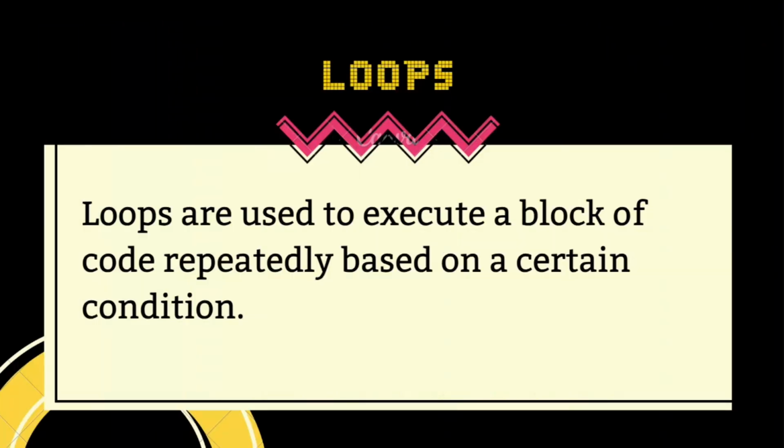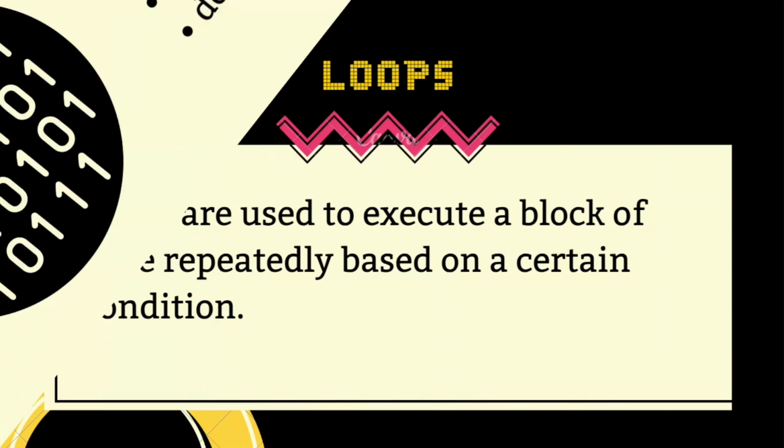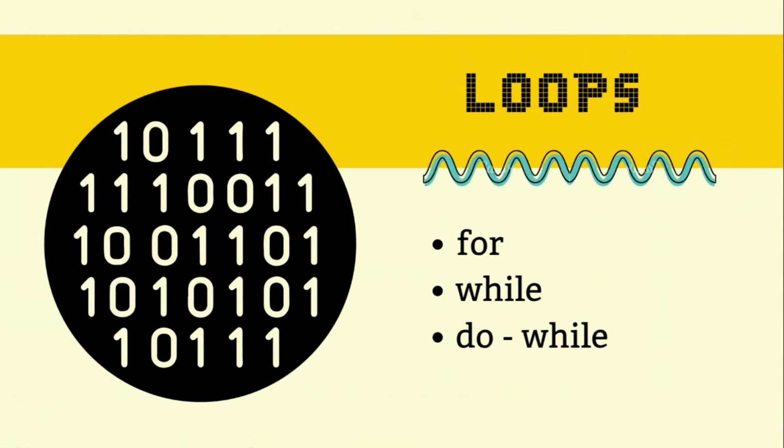Just to recall, loops are used to execute a block of code repeatedly based on a certain condition. Then we classified loops in C into three main types: for loop, while loop, and do while loop. We talked about for loops in the previous video, but today we will talk about while and do while loops.